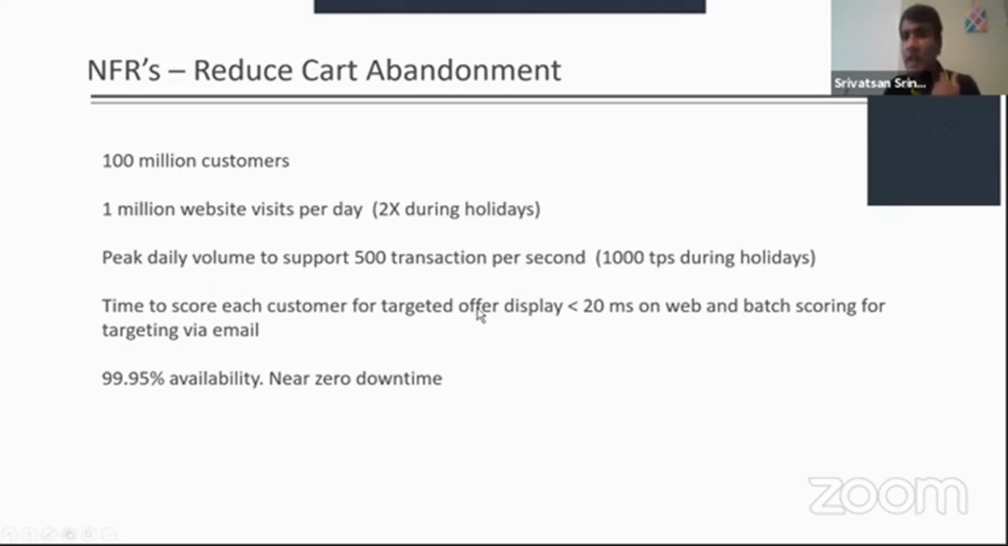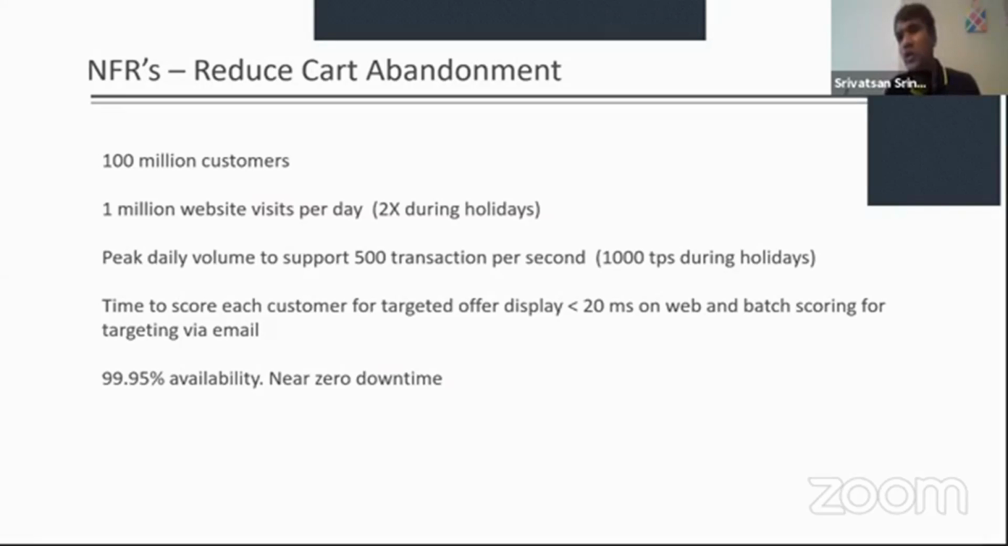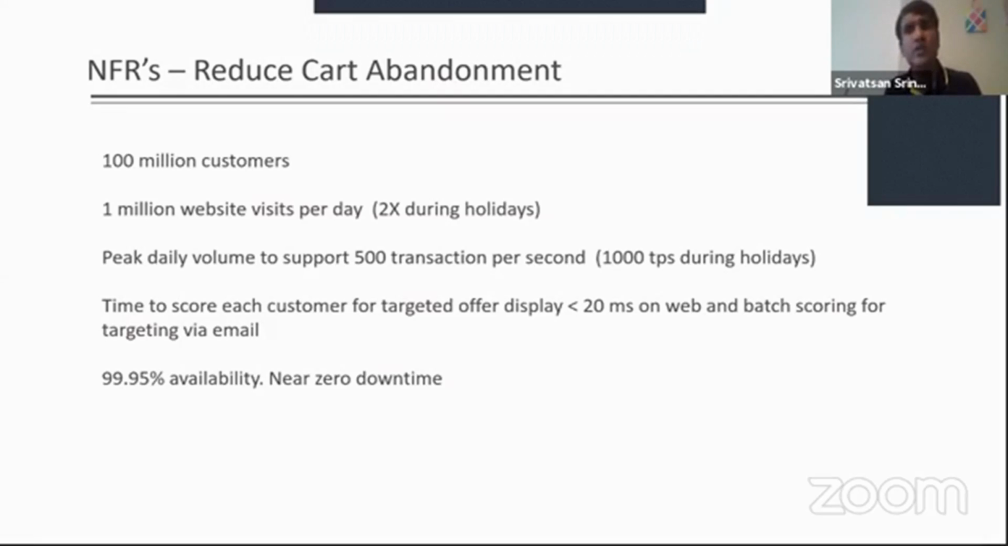And the time I have to score is less than 20 milliseconds, because when a customer logs in again, I want to tell them, okay, you have a cart that is open, and some of the product prices have dropped. Do you want to check it out now? Or we are giving you free shipping. Do you want to take it and check it out now? We want to prompt the customer with targeted offers so that the customer can complete their journey, right?